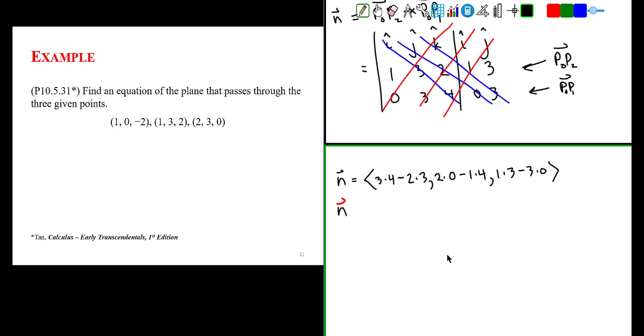This means that the normal vector components are 12 minus 6 for the x component, 0 minus 4 for the y component, 3 minus 3 for the z component. So our normal vector has components 6, minus 4, and 0.